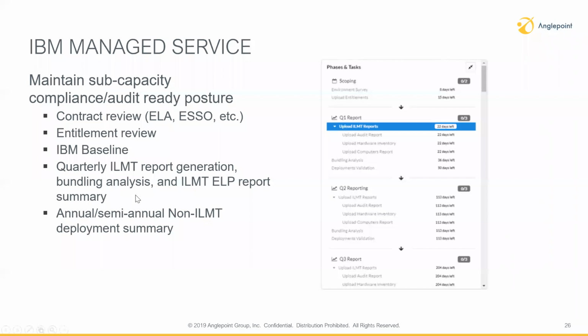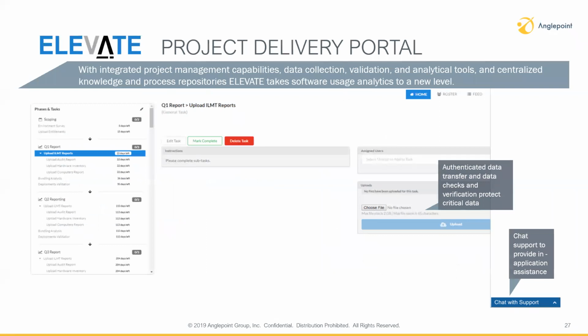So I think my fourth bullet point here is we'll help you keep ILMT quarterly reports, generate those. We'll go through all of the bundling analysis. We'll generate an ELP. And then we'll also do annual or semi-annual non-ILMT deployment summaries. Let you know what you're using across all of your products, authorized users, concurrent users, and so on and so forth. A big part of this is Elevate. This is a proprietary software that was created by Anglepoint. And I have a demo here. I'm going to try and cruise through.